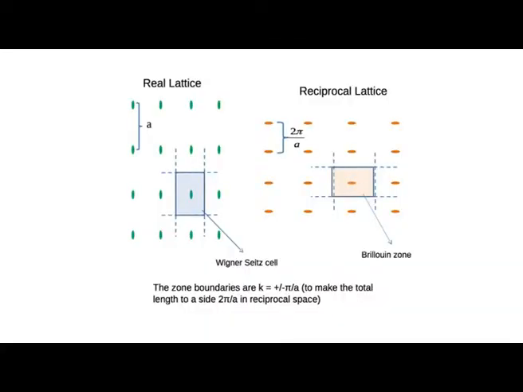So, based on the earlier classes, we know that a real lattice which has an inter lattice point spacing of say A, when done in the reciprocal lattice, will have an interplanar spacing of 2 pi by A. And similarly, extending that, a real lattice unit cell, which we call the Wigner-Seitz cell, in the reciprocal lattice also you will have a similar unit cell, which we call the Brillouin zone.